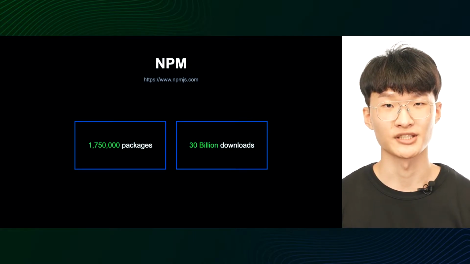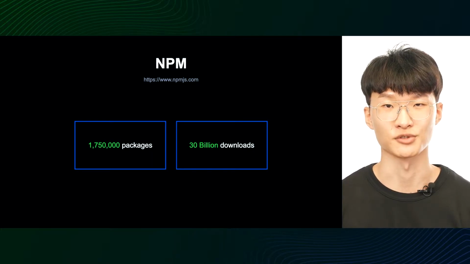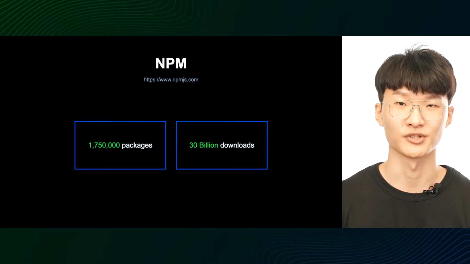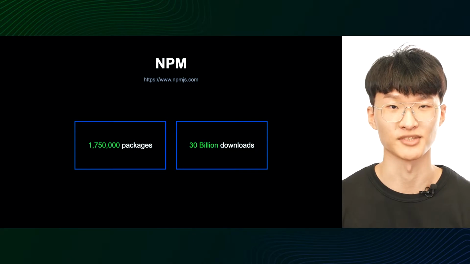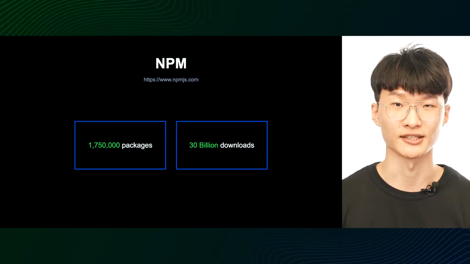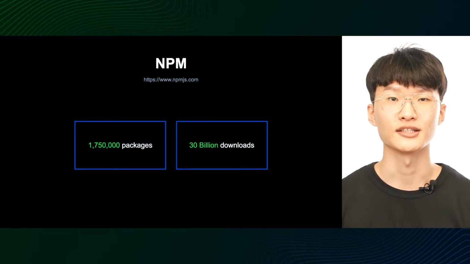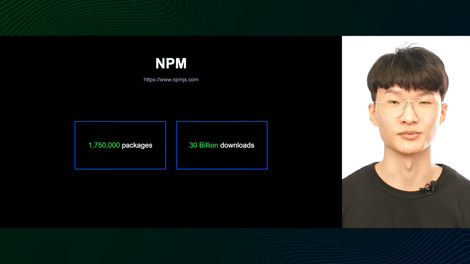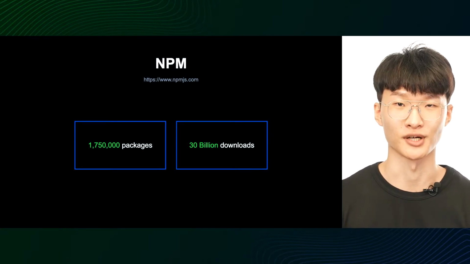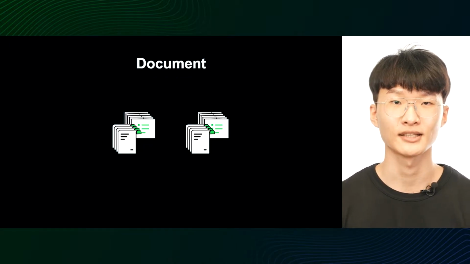If we analyze the NPM packages used nowadays, there are approximately 1,750,000 packages and 30 billion downloads per week. This means that numerous developers depend on many libraries for their projects. And a large portion of these packages and downloads are of the UI component libraries that I mentioned earlier.